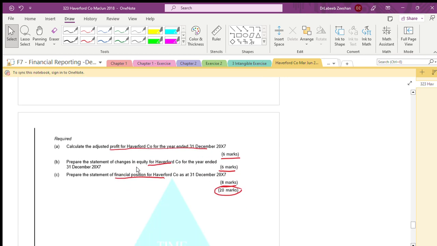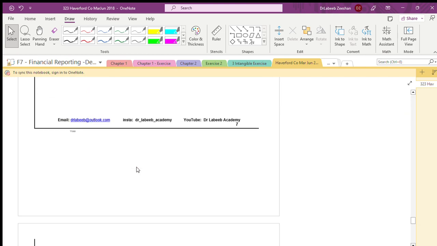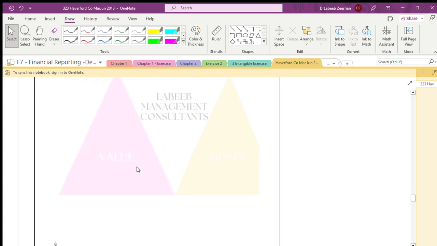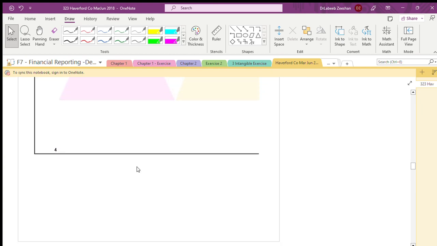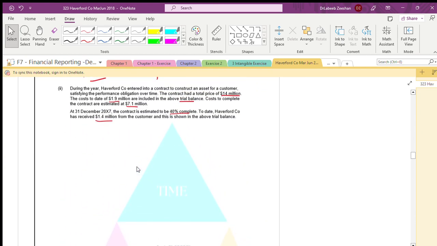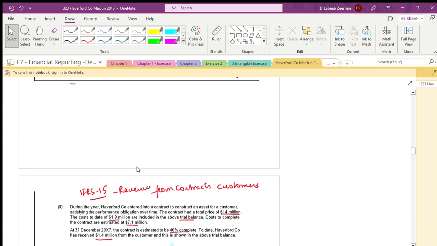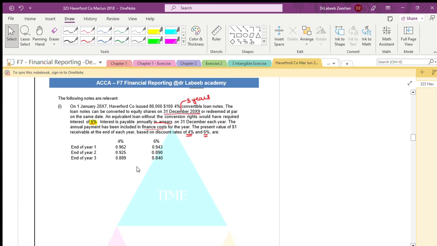Next, what do we have to do with this information? We have to prepare the adjusted profit and loss account, statement of changes in equity and financial position. 6, 6, 8, 20 marks. Very simple, very easy. You have to plan it. That's the most important thing. We have to be very precisely focused on what we are doing. Now, coming back to this.